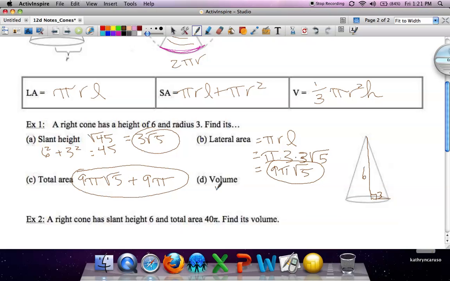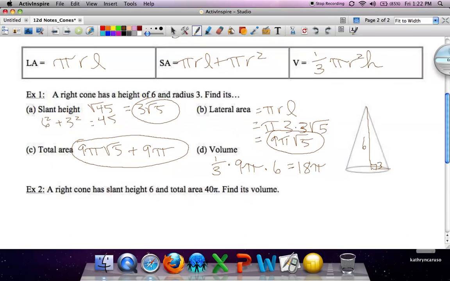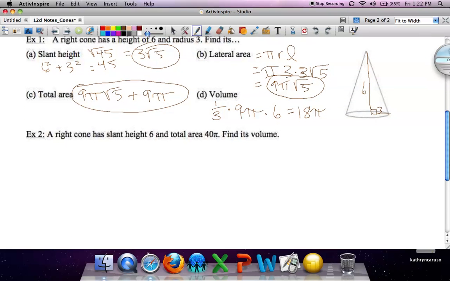The volume is 1/3 times pi r squared. What's pi r squared for our problem? R is 3, so it would be times 9 pi, which is the area of the base, times the height of 6. Simplifying this, 54 divided by 3 is 18, so the answer is 18 pi. So notice for a lot of these cone problems, you sometimes have to use the Pythagorean theorem to figure out the things that you need.